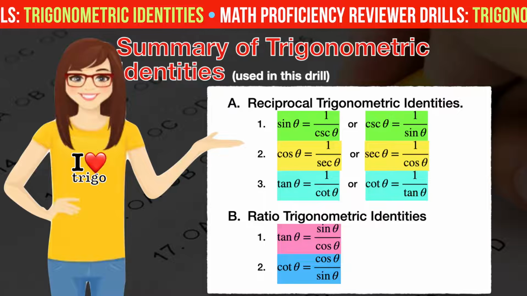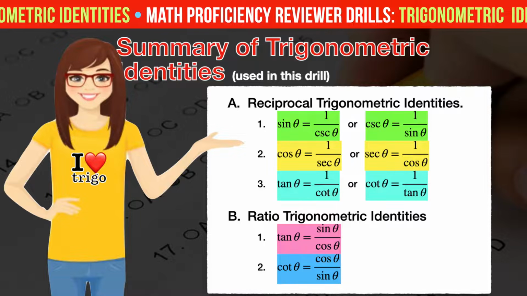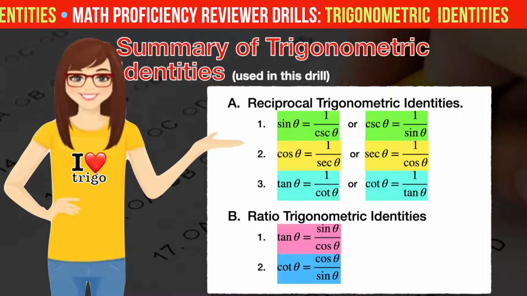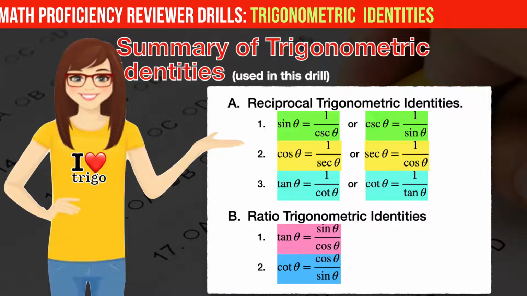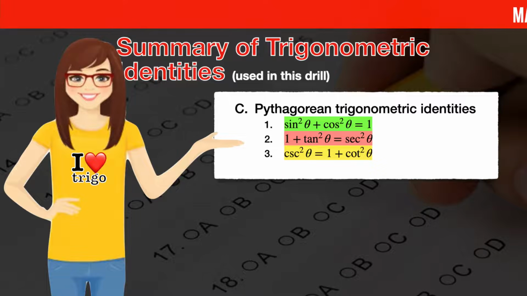There are 2 of these, which are actually just reciprocal of each other. We have also used them extensively in our preceding drill questions, particularly in questions 3, 5, 6, 7, 8, 9, and 11. The third category of trigonometric identities that we have used in the preceding questions are what are known as Pythagorean trigonometric identities, because they are based on the Pythagorean formula.